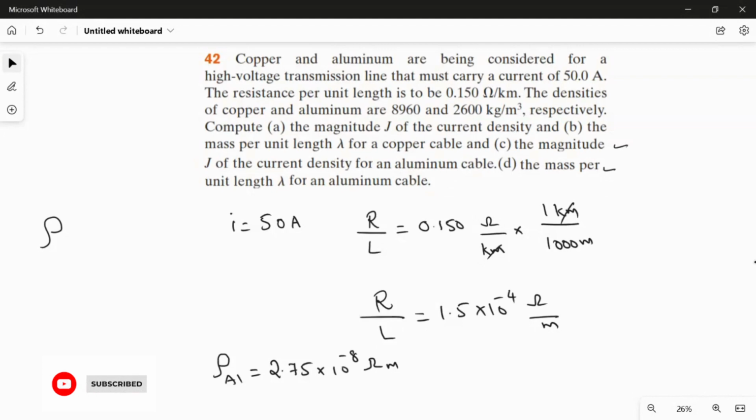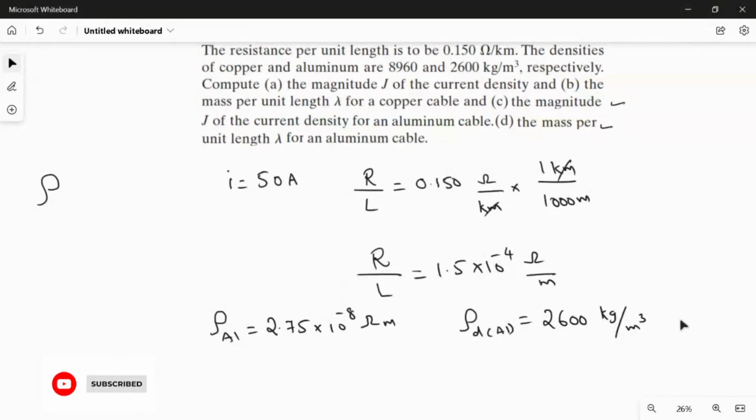But in the question, they did not mention the resistivity of the aluminum. Actually, this is the value for the aluminum resistivity. And also the density of aluminum. Better I put rho of D for aluminum, so don't get confused about these two values. So what is the density of aluminum? Which is 2600 kilogram per cubic meter. So these are all the constant values for the question.